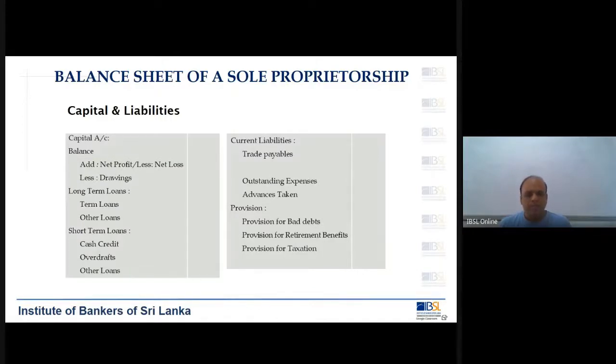Whatever is taken by the sole proprietor for personal use, we call drawings, and drawings have to be deducted. And the sole proprietorship might have borrowed long term, maybe that is more than 12 months. And you will also have short term, which is falling within 12 months. So we will learn these definitions when we go on to LKAS 1. And then you have current liabilities, and finally the provision for bad debts.